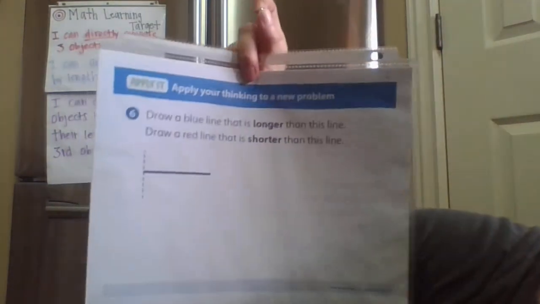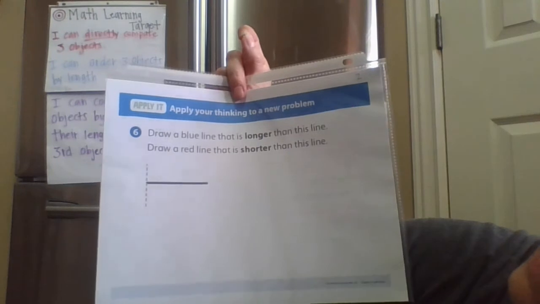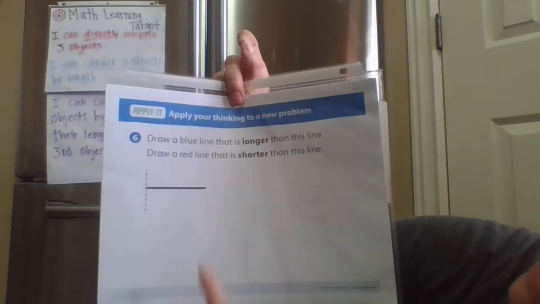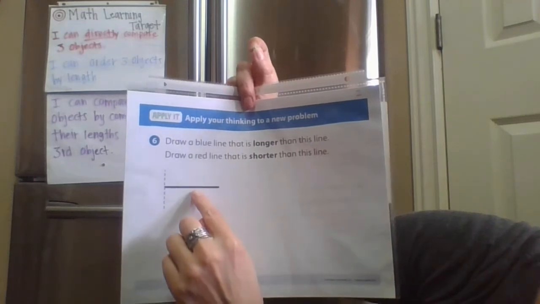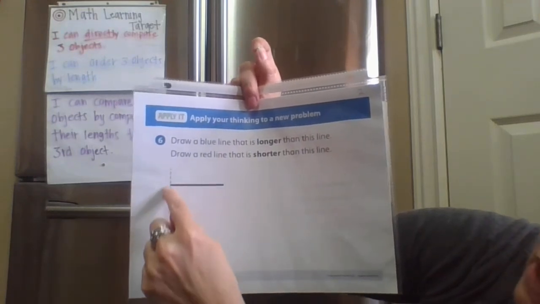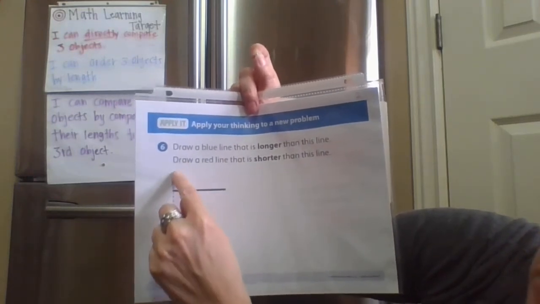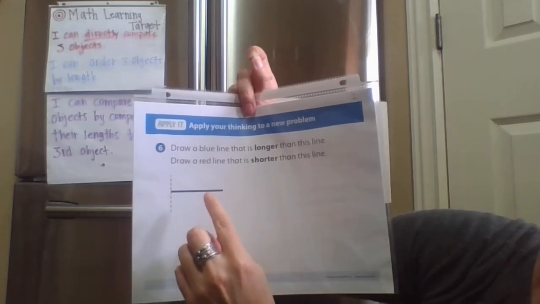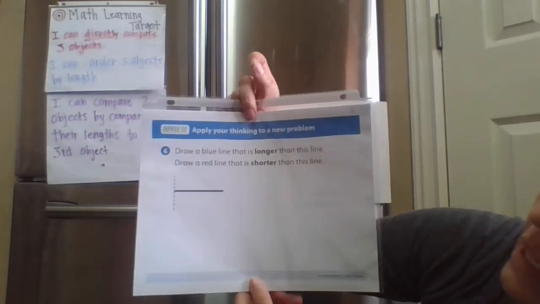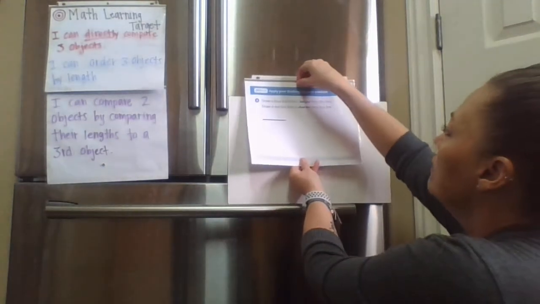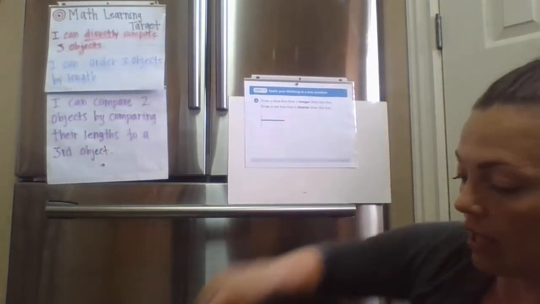Okay, it says, draw a blue line that is longer than this line. Draw a red line that is shorter than this line. And see, it has a starting line. So I know exactly where to start my lines to make a blue line that is longer and a red line that is shorter. I need to start all of them on that starting line.